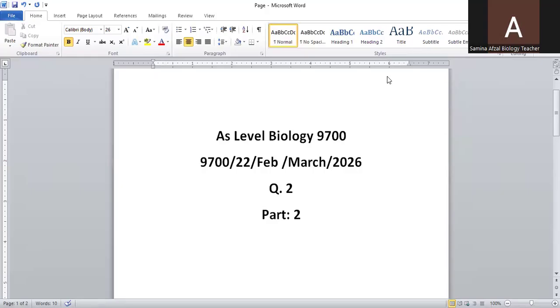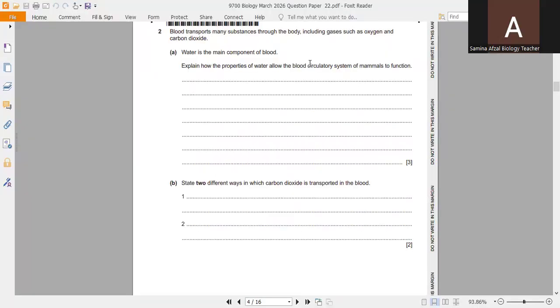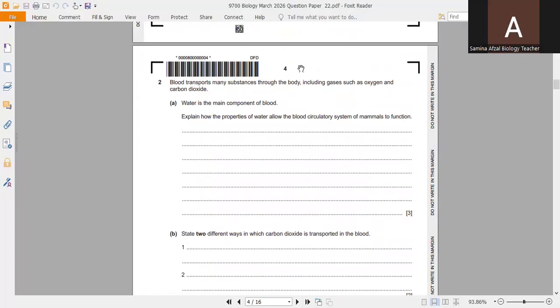AS Level Biology 9700 Paper 2 Variant 2 February March 2026, and in this video we will discuss question number 2. Question number 2 is: blood transports many substances through the body, including gases such as oxygen and carbon dioxide. Water is the main component of blood. Explain how the properties of water allow the blood circulatory system of mammals to function.